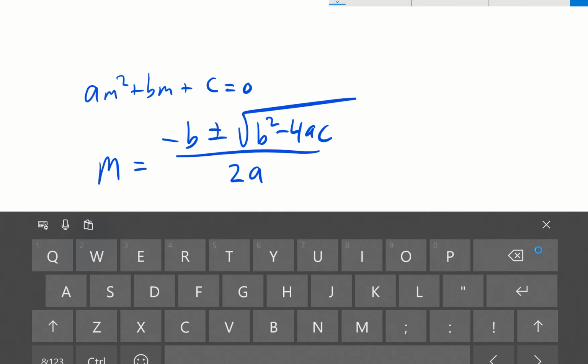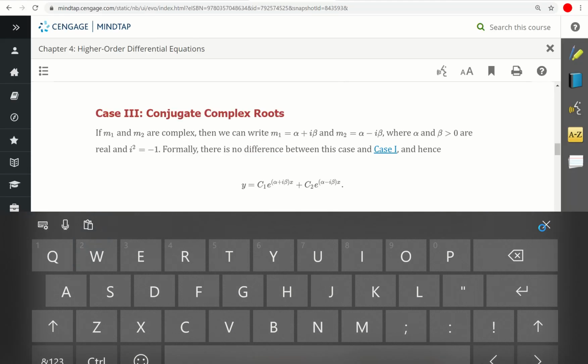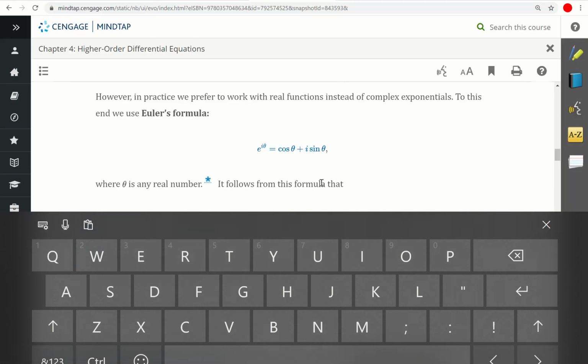I want that gone, let's see if I can make it happen. Sorry about that, I'm not sure what's going on with this keyboard. It's kind of crashing here.